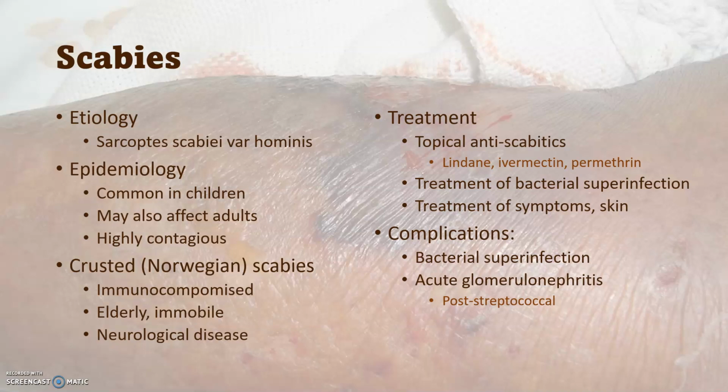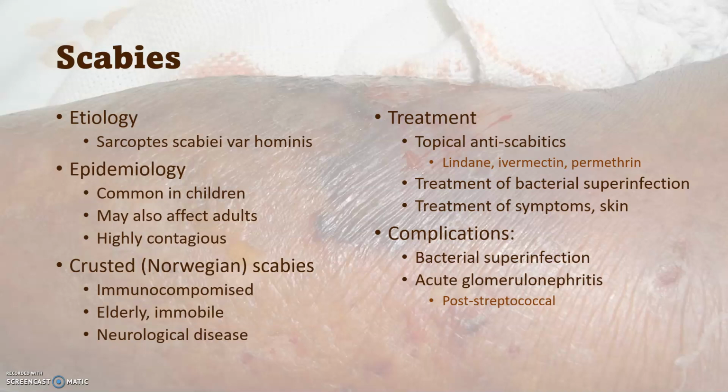In some immunocompromised patients, or in the elderly and in those who are immobile or have debilitating neurological disease, they can develop something called crusted scabies, which you would have seen in the presentation on blistering skin disorders. Again, it's something you need to know about because it is a common exam question. That's the crusted scabies. Treatment is topical antiscabetics.